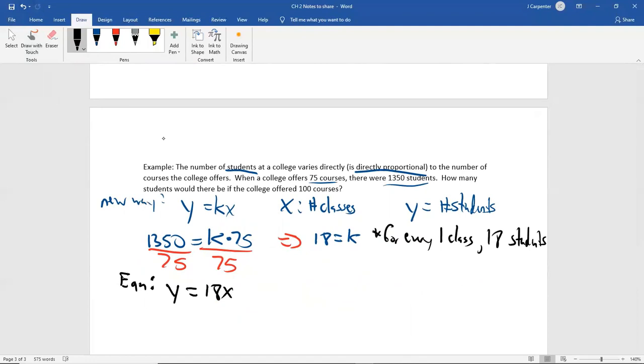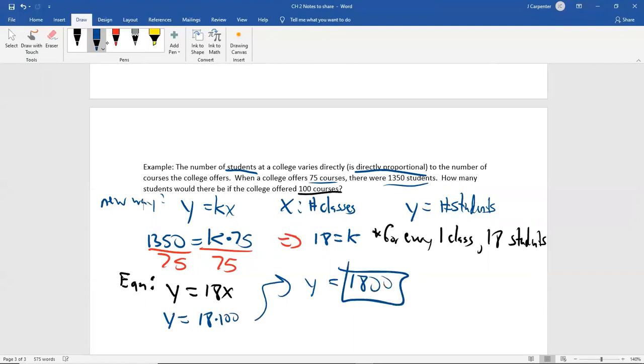It will not change. So now what we do is we plug in that third scenario. How many students would there be if the college offered 100 courses? Courses or classes, that's the X. So we're going to make the X equal to 100. So we get y equals 18 times 100, which is 1800. The answer is not 1800. That is not a quantitative reasoning answer. It's 1800 students.